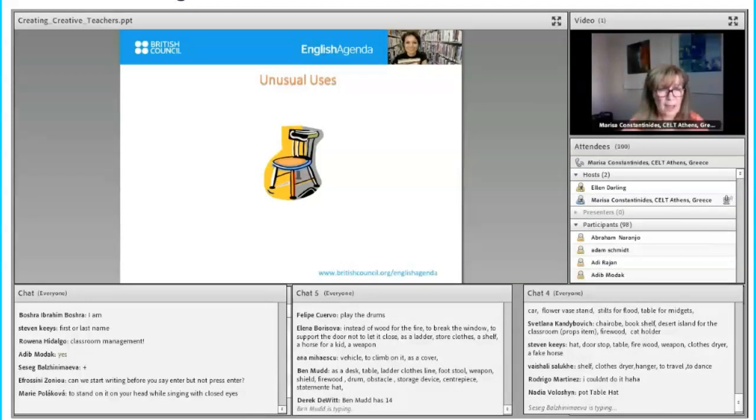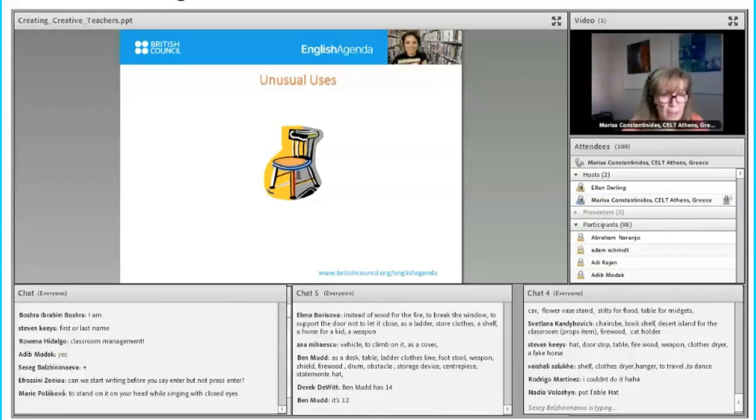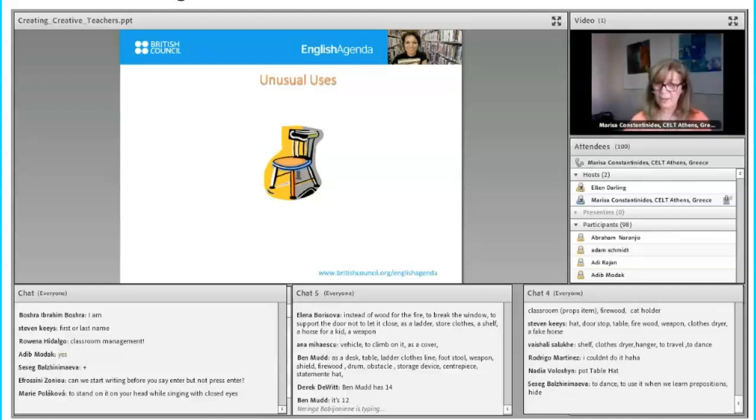Ben, can you, okay, 1, 2, 3, ladder, closet, line, fire, stool, weapon, shield, firewood, drum, obstacles, storage device, centerpiece, statement, what now? Statement hat. You wear the chair on your head, Ben? Oh, wow. Oh, a statement hat.